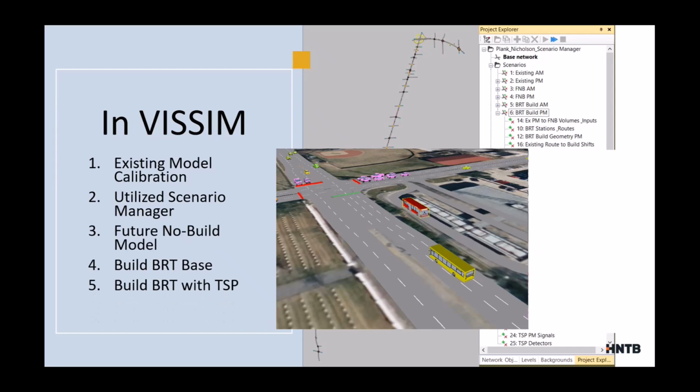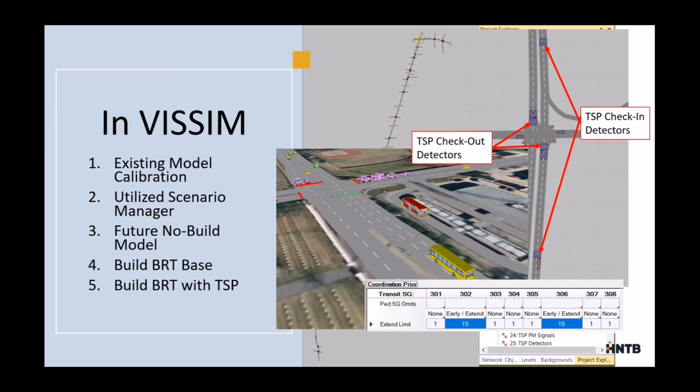And then we coded the BRT with TSP. To do that, we used the early extend feature with 15 seconds of early extend on each side, and our check-in, check-out detectors, as you can see in the image on the right. The check-in detectors on the south side are placed just north of the last transit stop there. And then our checkout detectors are on either side of our traffic signal. The check-in detector to the north is actually for the intersection that is further downstream that's not shown.